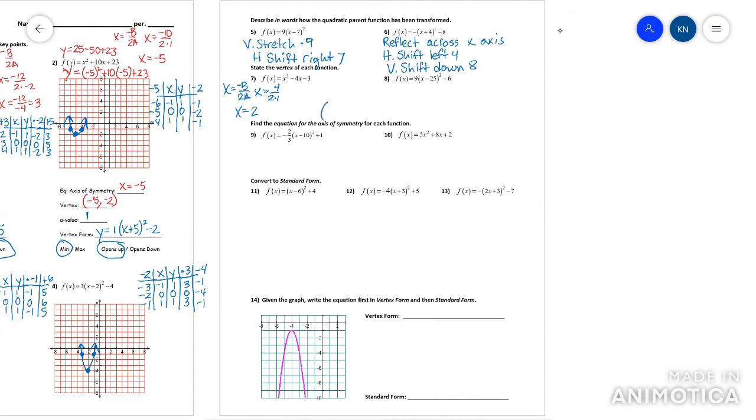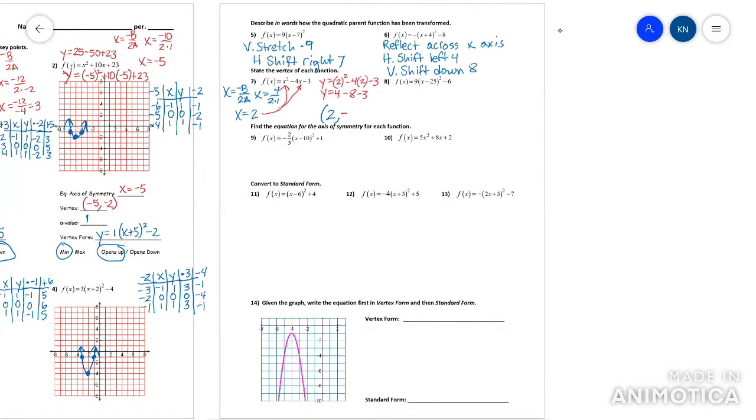So I know my coordinate, the x is going to be 2. You have to go find the y by plugging in 2 into this equation. So it goes like this: y equals 2 squared minus 4 times 2 minus 3. 2 squared is 4. Minus 4 times 2 is 8, and then minus 3. So 4 minus 8 is -4, minus 3 is -7. Like that. So 2, -7 is my vertex there.